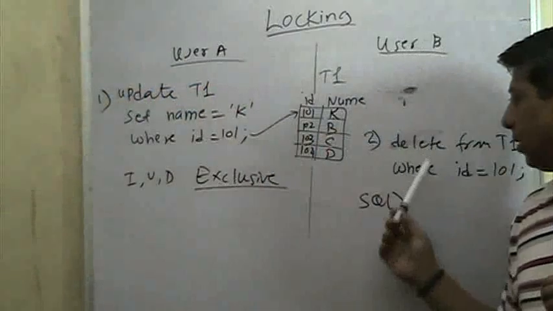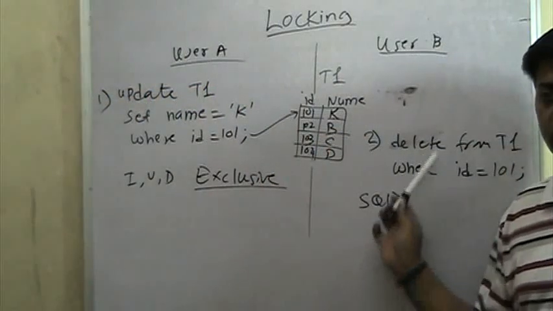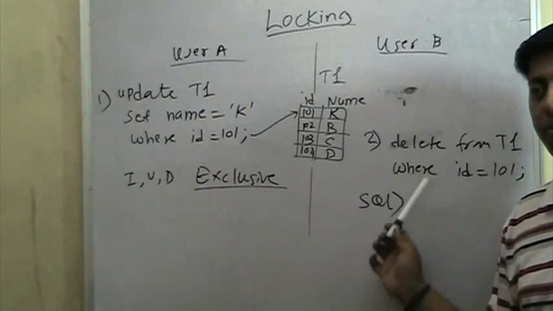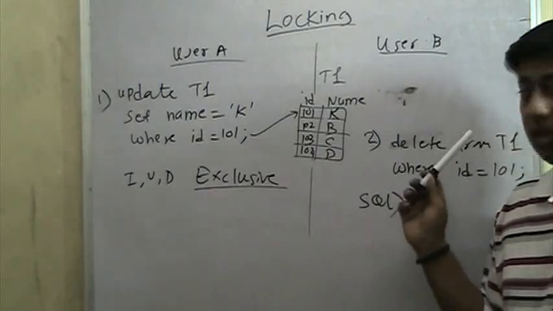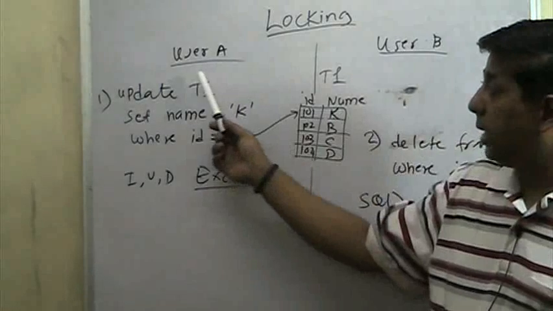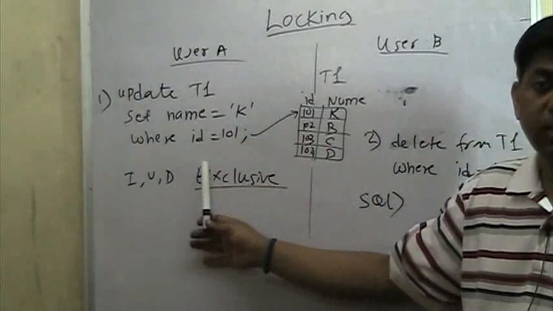So this guy will not see any error. This guy will not be able to update also. He will wait. He will wait indefinitely. Okay. And now up till what time? Up till the time this guy finishes the transaction.